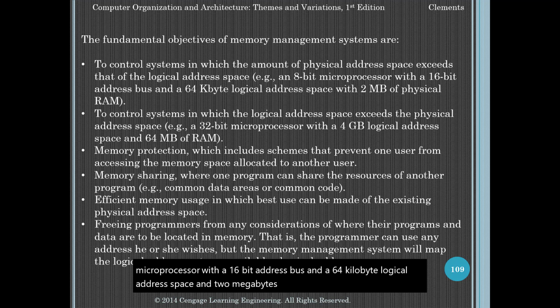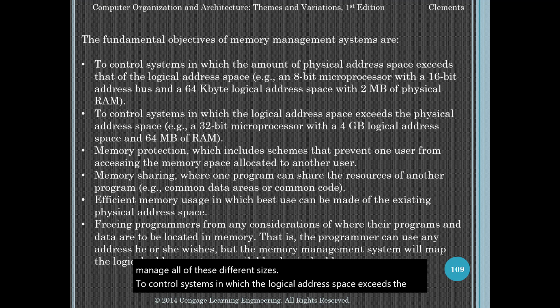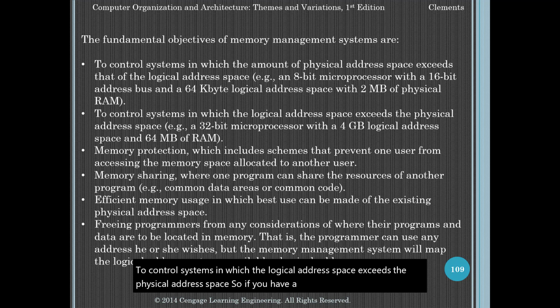We also have to manage these different sizes to control systems in which the logical address space exceeds the physical address space. So if you have a 32-bit microprocessor and 4 gigabytes of logical address space, and 64 megabytes of RAM, in this case the logical address space is bigger than the physical address space.